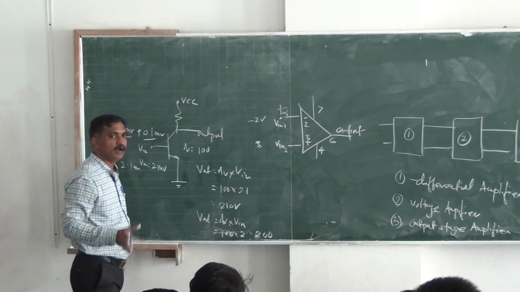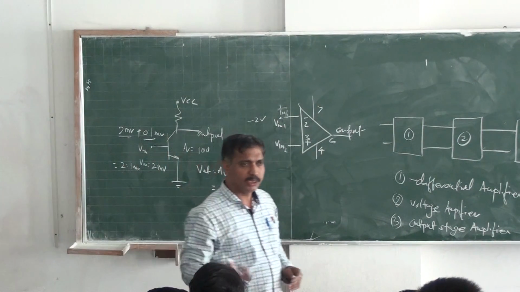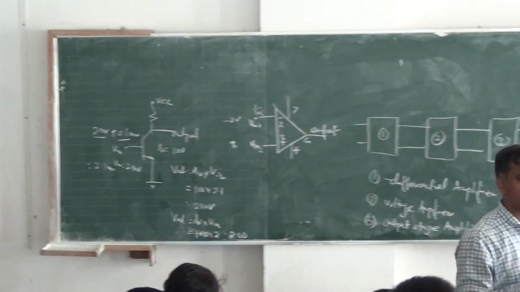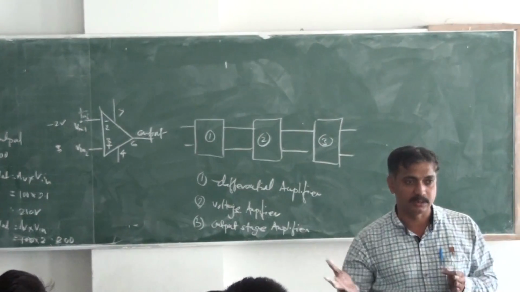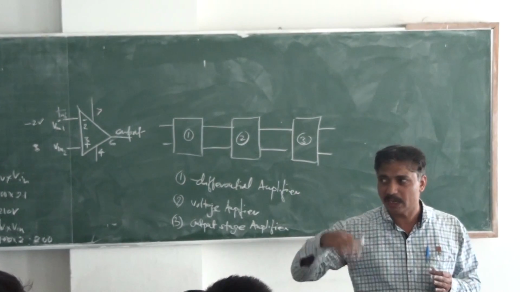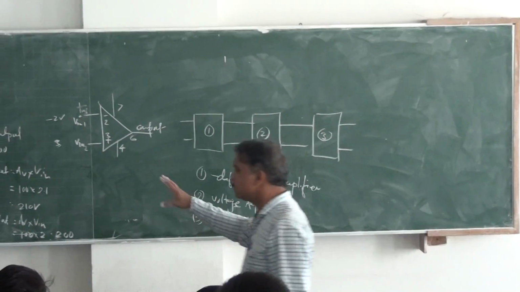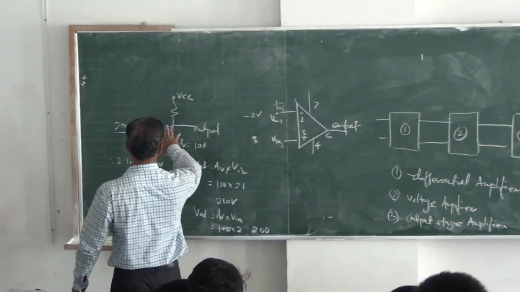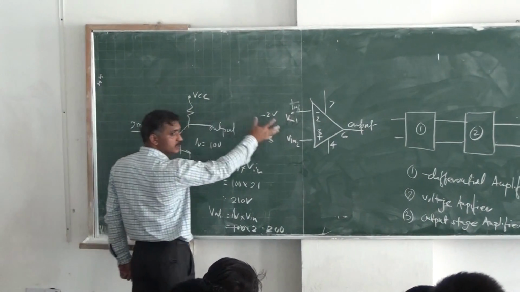So you are having the output voltage of 210 instead of 200. So the 10 volt difference is because of the noise. And in this amplifier you cannot remove this signal. So we move from this amplifier to this amplifier.